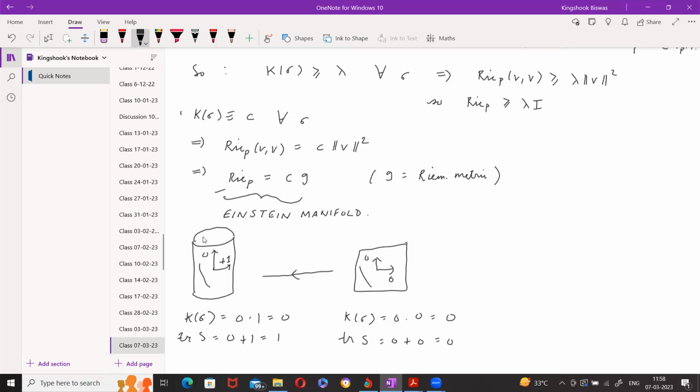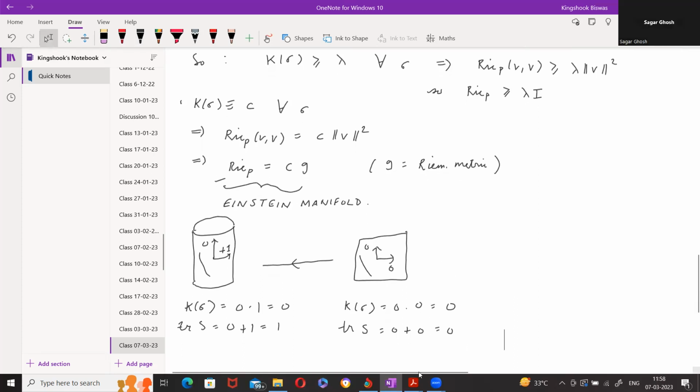Okay, so Ricci curvature, in 2 dimensions, it's just the same as the sectional curvature, which is the same as the Gaussian curvature, okay? All right, okay.